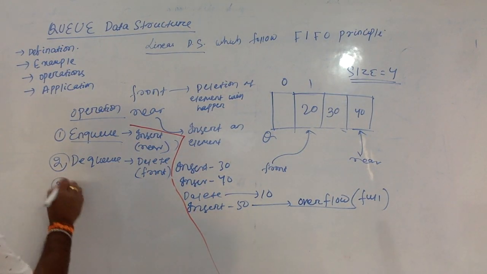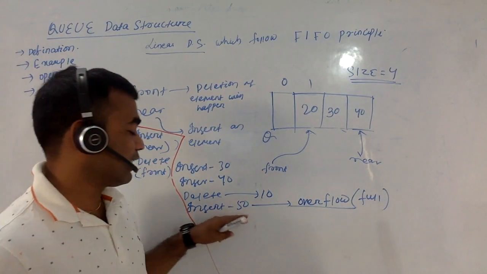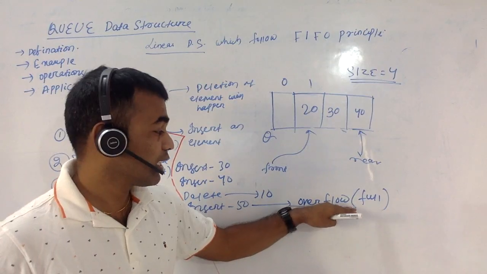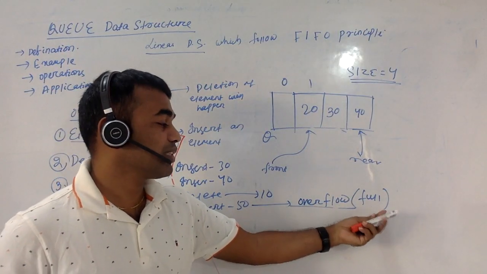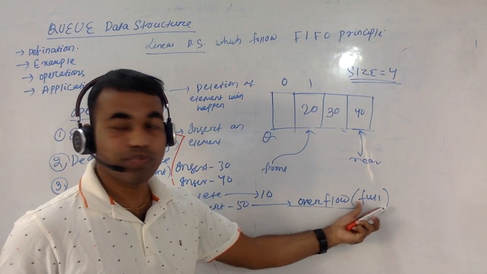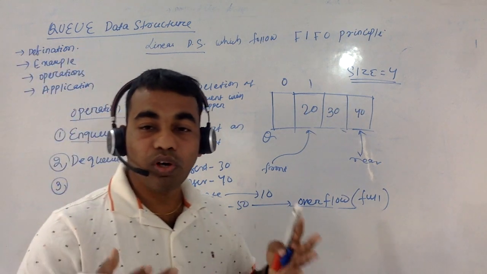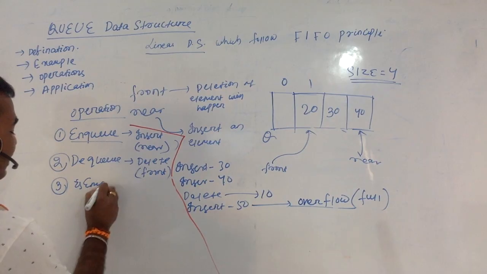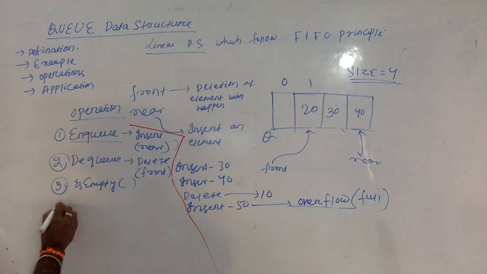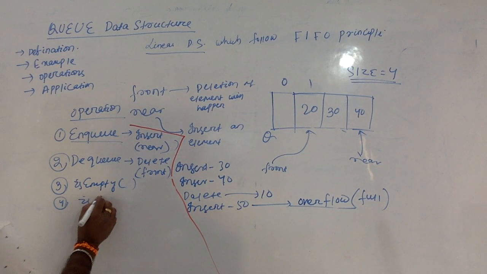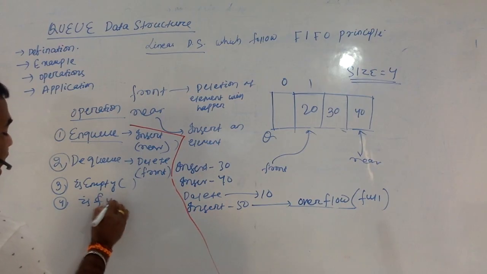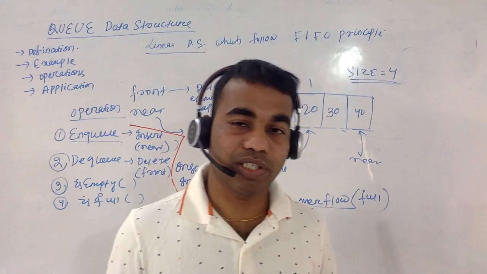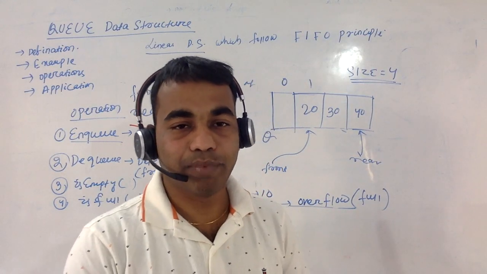What are the other operations? While inserting, you have already checked whether it is overflow or not. How can you know? You need to check if the queue is full or not, right? So is full and is empty are also operations. That is already there in the case of stack. Similar operations, is empty and is full, are also present here, right? It just checks whether your queue is full or your queue is empty.